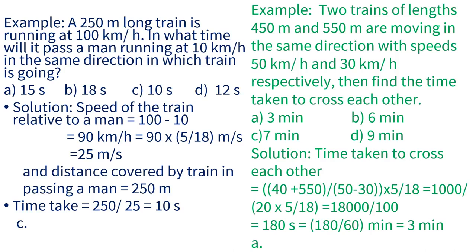So distance covered by train in passing a man will be 250, because man will be considered of no length, so 250 meter is the distance. So time taken is 250 upon 25, 10 seconds.